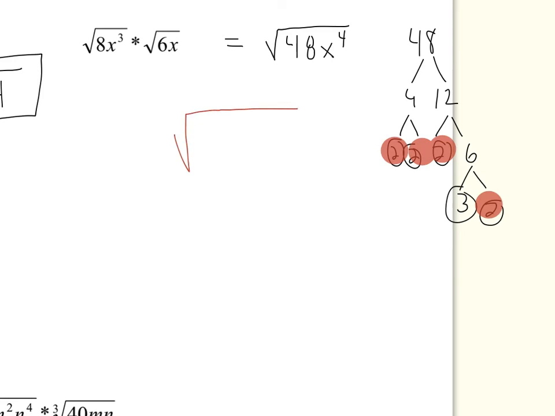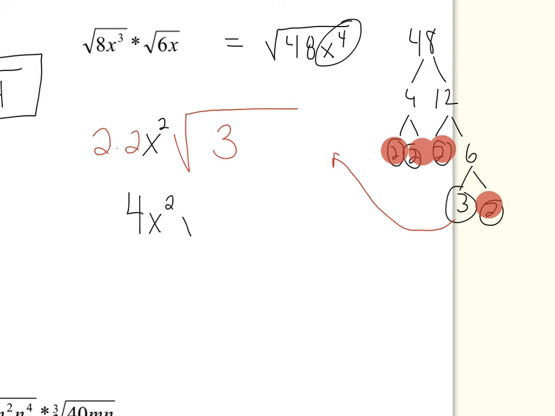So my radical simplified is I have 2 2s on the outside, they both came out. And then for the variable x to the 4th, how many groups of 2 in x to the 4th? There are 2 groups of 2 in x to the 4th. And I almost forgot, don't forget this 3 that I had left over has to stay inside there. So my simplified radical would be 4x squared times the square root of 3.